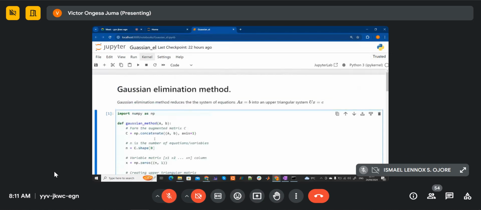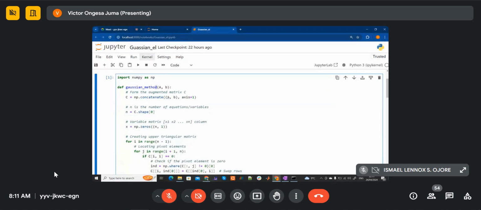I wrote it in the form of a function. If you want a script, you can just remove this, and then you define A and B. But I wrote it as a function so that it can take in any matrix A and matrix B. These are the constants. Whenever it finds A and B, it combines them into another matrix. This is what I'm calling the augmented matrix. I have the comment here.